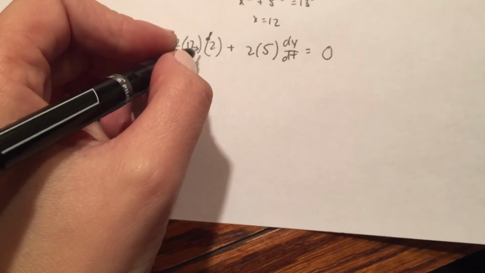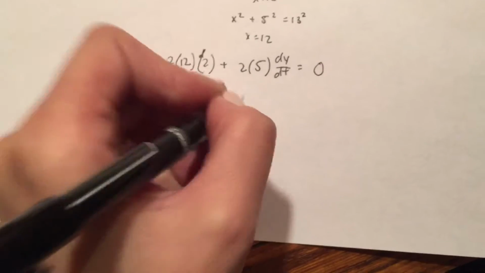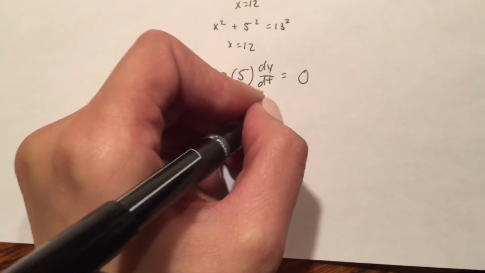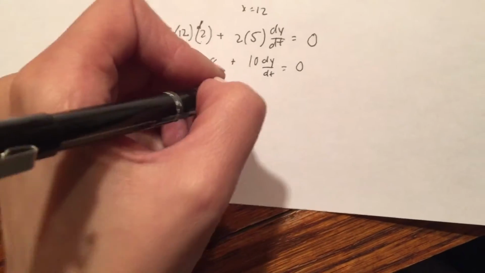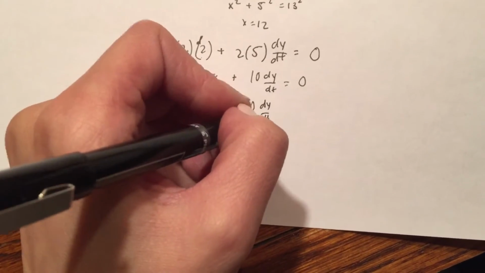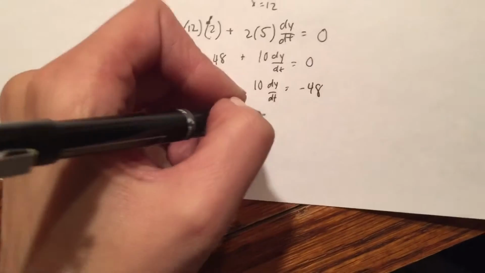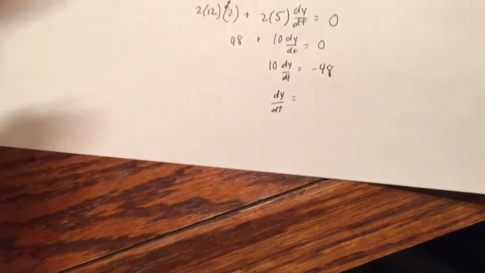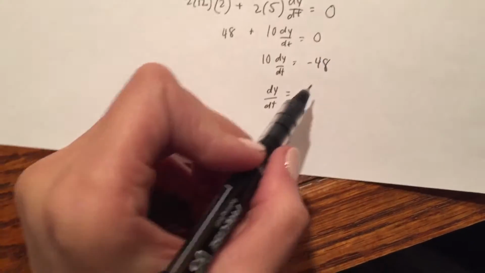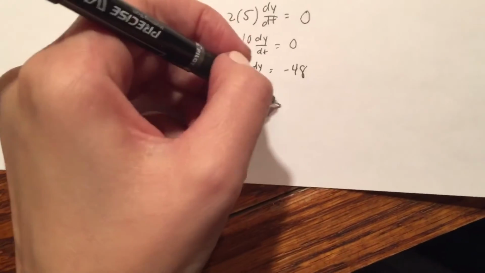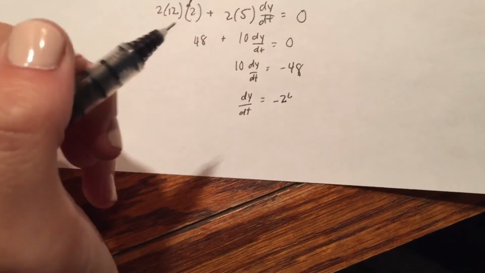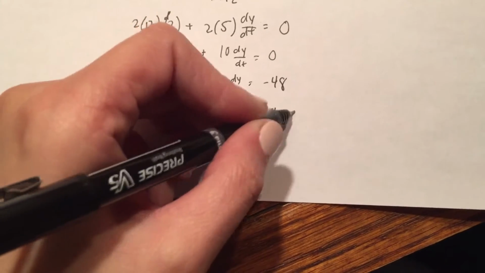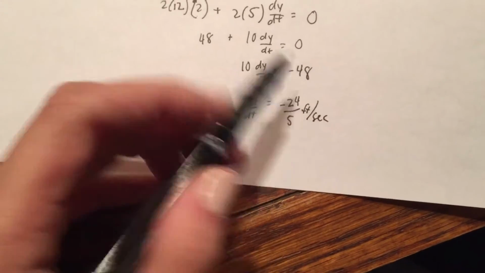2 times 2 is 4, times 12 is 48, plus 10 dy/dt, right? And then you're going to get 10 dy/dt equals negative 48, and you divide, and it doesn't matter, you can keep it as a fraction or whatever, but you should eventually get negative 24 over 5 feet per second, right?